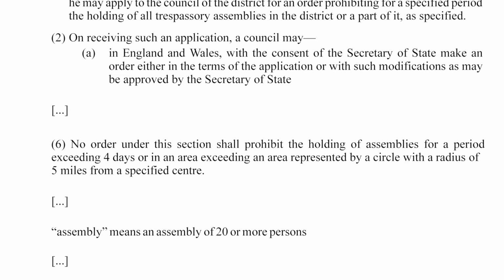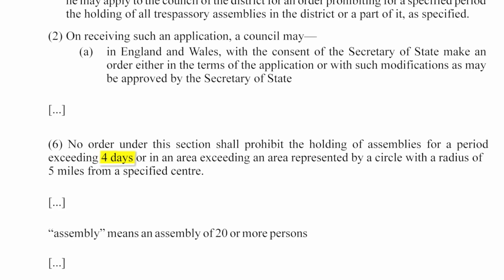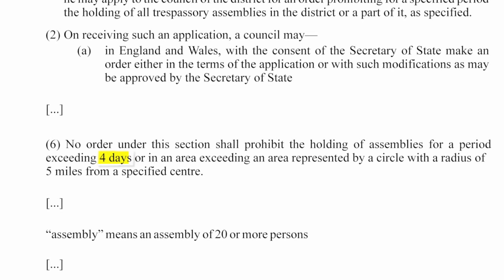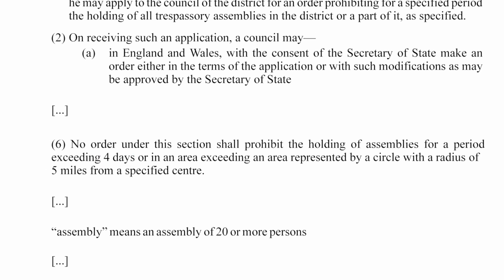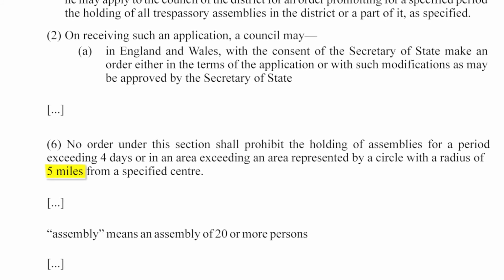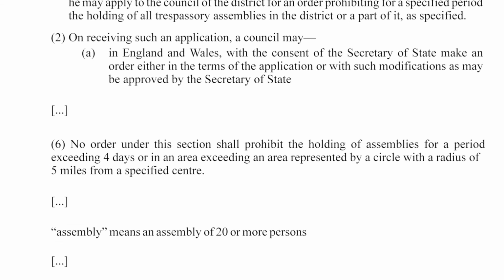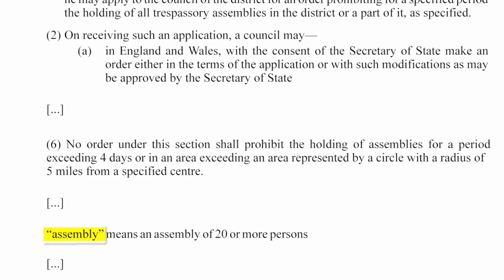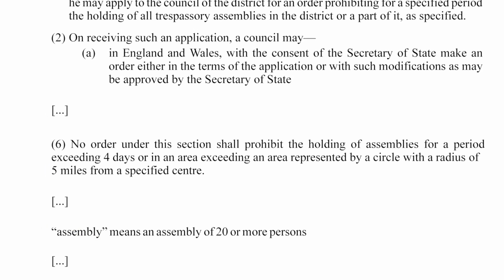No order under this section shall prohibit the holding of assemblies for a period exceeding 4 days, or in an area exceeding an area represented by a circle with a radius of 5 miles from a specified centre. Assembly means an assembly of 20 or more persons.